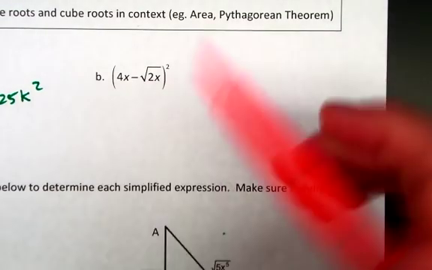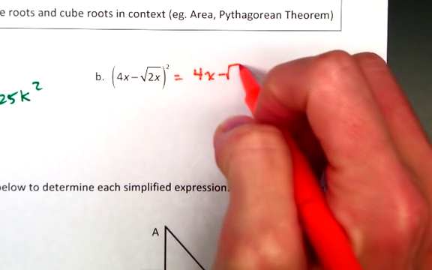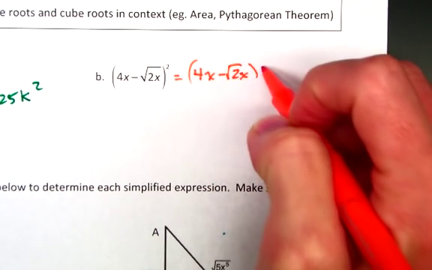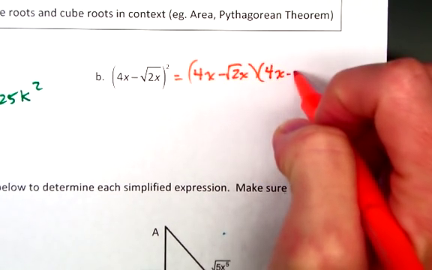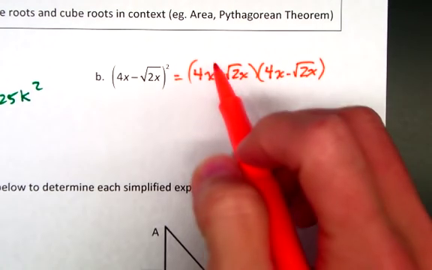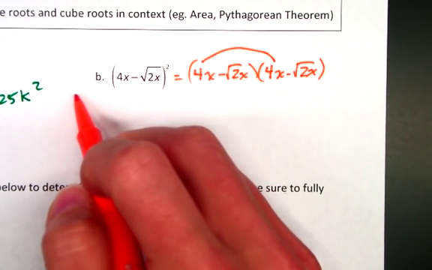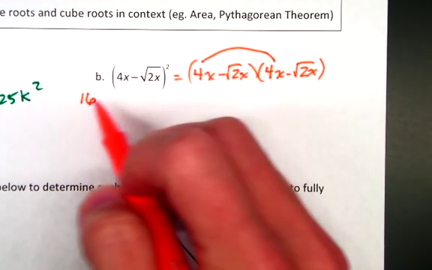Okay, this is really 4x minus root 2x times the quantity 4x minus root 2x. So we're going to need to distribute. So I'm going to go ahead and take this 4x times 4x. 4 times 4 is 16. X times x is x squared.